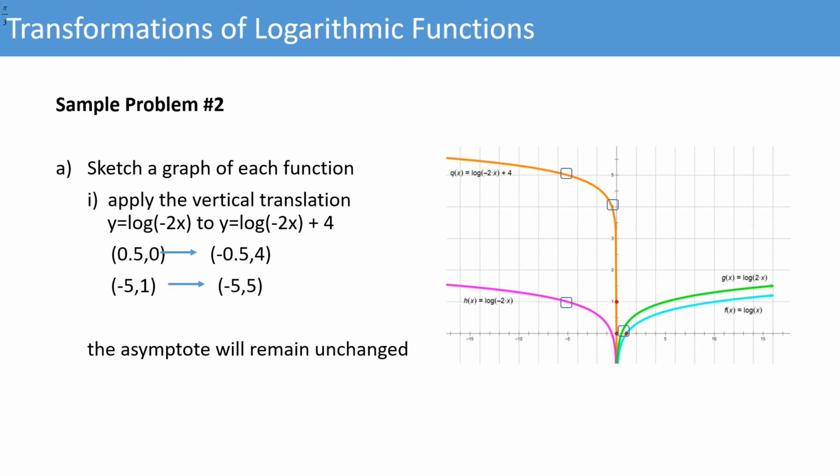Apply the vertical translation, log of negative 2x, and we're going to add a plus 4. Y equals log of negative 2x plus 4. Now our points, (negative 0.5, 0), will change to (negative 0.5, 4). So now we've gone up vertically. (Negative 5, 1) translates to (negative 5, 5). Again, watch my little squares.